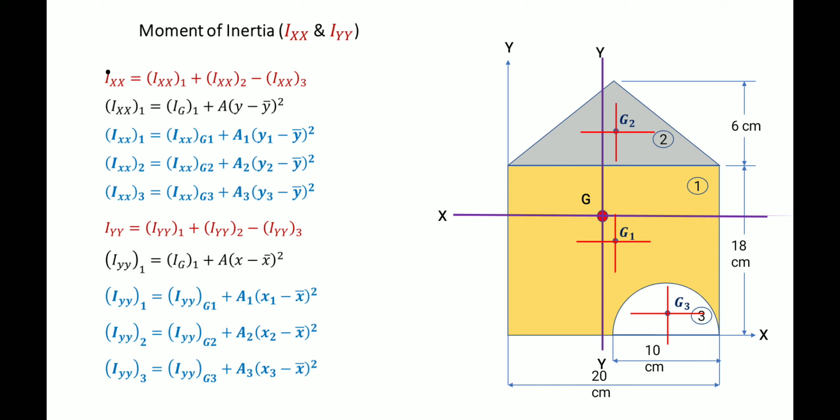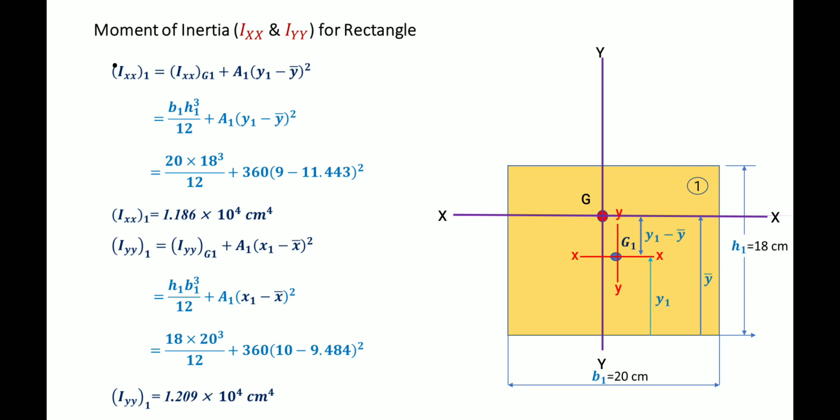So we have to use the parallel axis theorem. The parallel axis theorem states that the moment of inertia about the axis plus area into the distance between the axes. Distance between the axes means, see this, for the first section, y1 minus y bar. y1 means this distance, y bar means this distance. So we need this distance only, and the formula is y1 minus y bar the whole square. So we find the Ixx1.